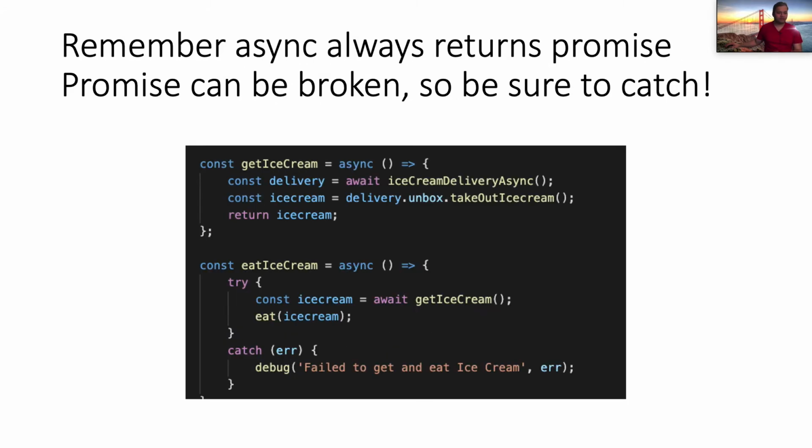So I think that's just the same function, yeah, okay. So we're waiting for the delivery, we're unboxing it, returning the ice cream, and then we're eating the ice cream. So notice that get ice cream does not return the ice cream, it returns a promise. And we have to wait for it in the eat ice cream function.